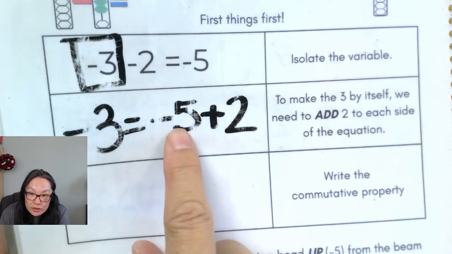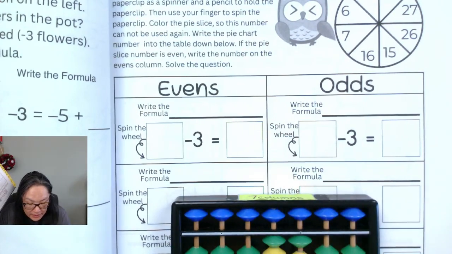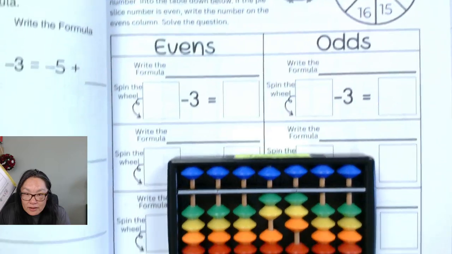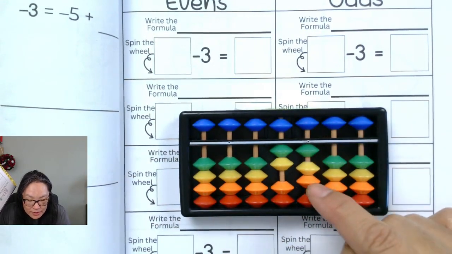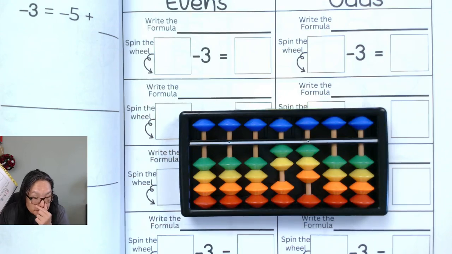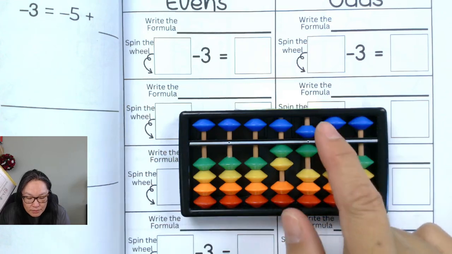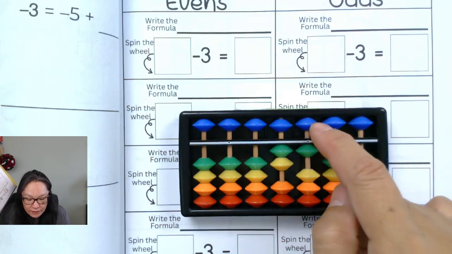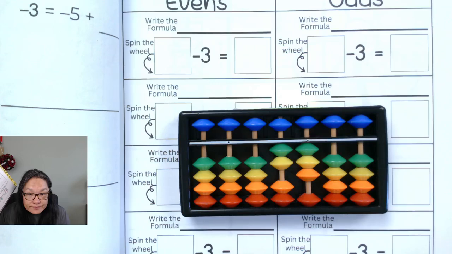Minus the 3 is equal to minus the 5 plus the 2. So I'm going to minus the 5. I'm going to add the 2. My final answer is 23, because we're doing 26 minus 3. Minus 3 is minus the 5 plus the 2. So my final answer is 23.